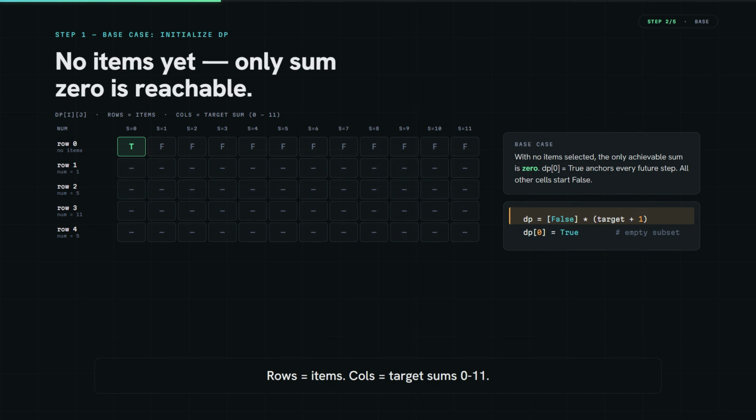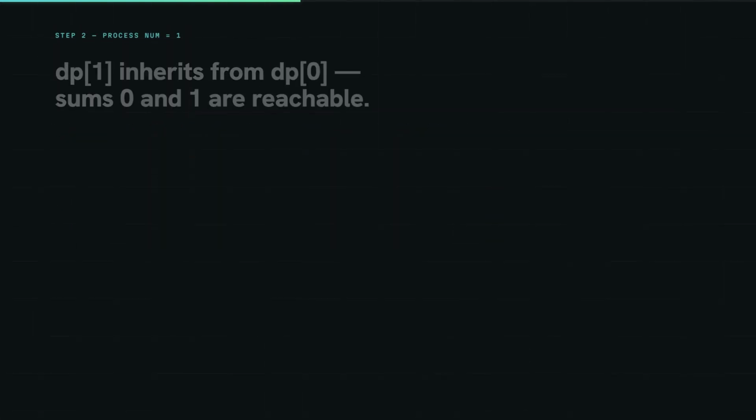Rows represent how many items from the array we have processed. Columns represent candidate sums from 0 to 11. A cell holds true if we can form that exact sum using some subset of the items so far. With no items yet processed, only sum 0 is achievable. Row 0 is our base case, and dp[0][0] starts as true.